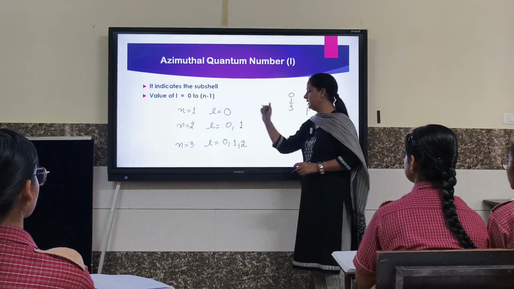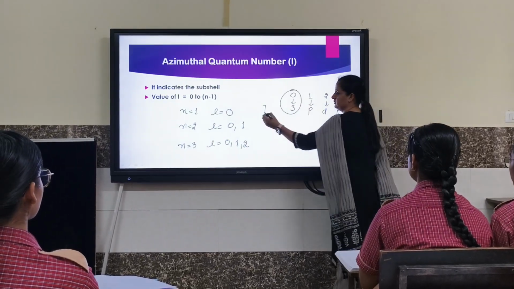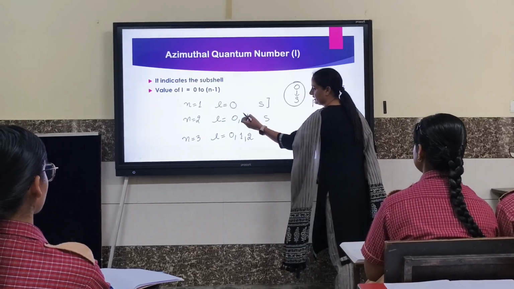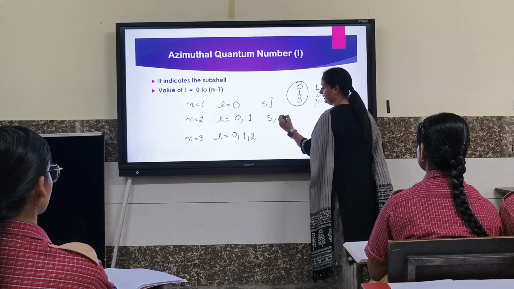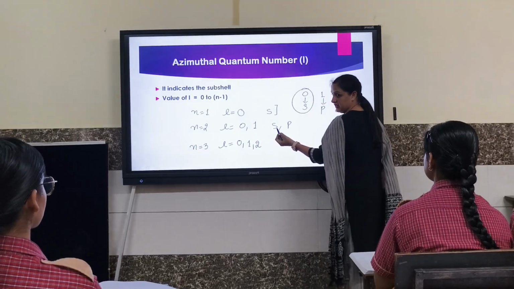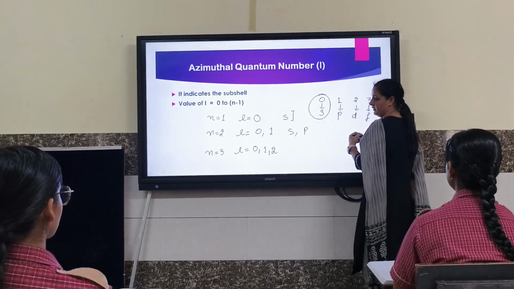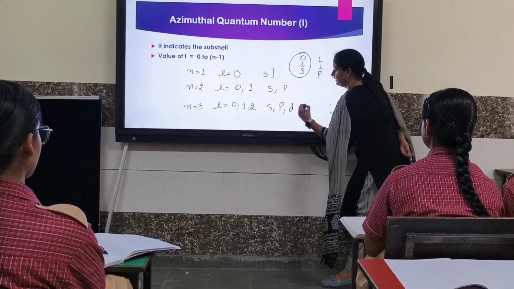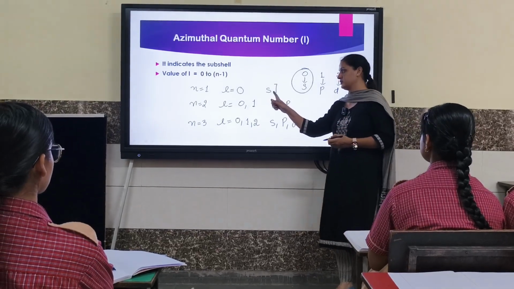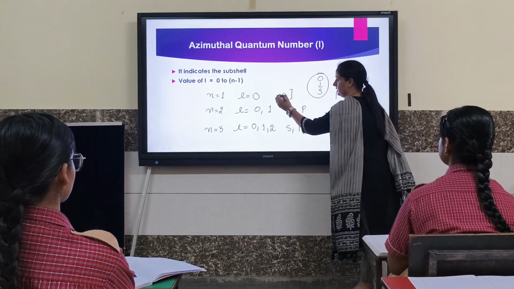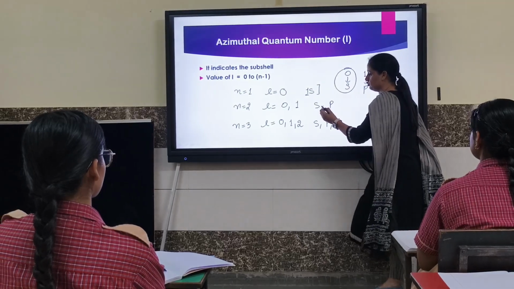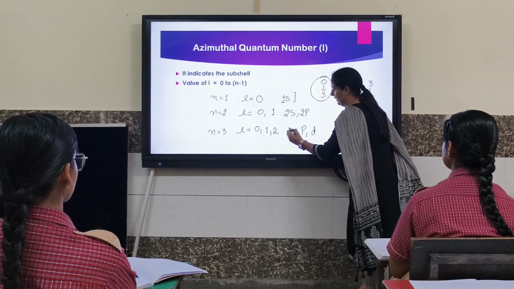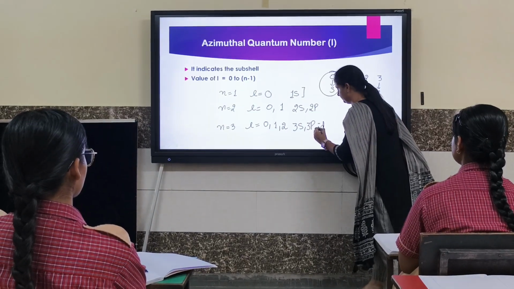When n is 1, L is 0, which means which orbital is this one? S orbital, right? And how many subshells are there? For the second shell, one is S, another is P, as the value is 0. 0 means S shell and P means 1, right? Here, how many subshells are possible? S, P and D. Because this S subshell belongs to the first shell, so I should write here as 1. Now these two subshells are from the second shell, so I will write here as 2, and same is the case with the third, right?